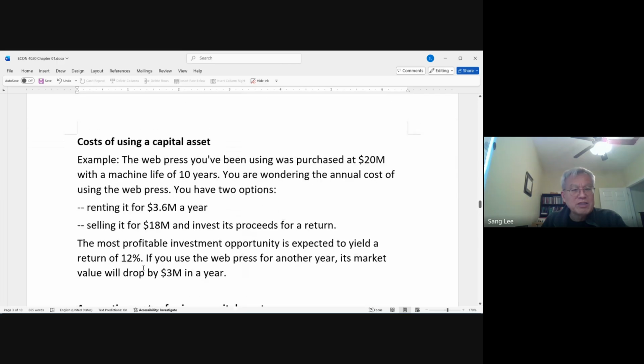Now, this is the most challenging example, I would say. This time, we're going to also compare accounting cost and opportunity cost of using a capital asset. So here, you have to make a distinction between a capital asset and a physical asset. But actually, this is the same thing, the capital asset. And the distinction we want to make against this is financial capital.